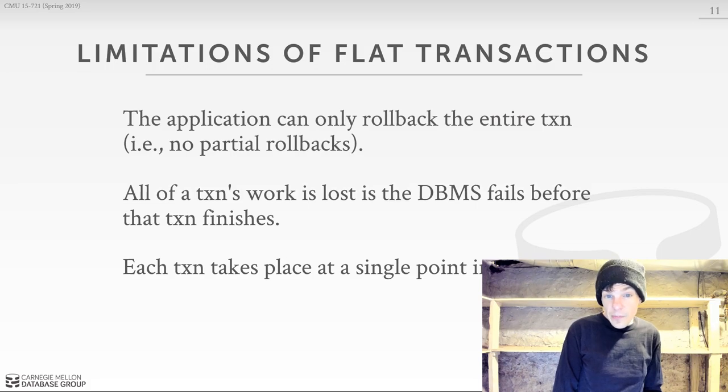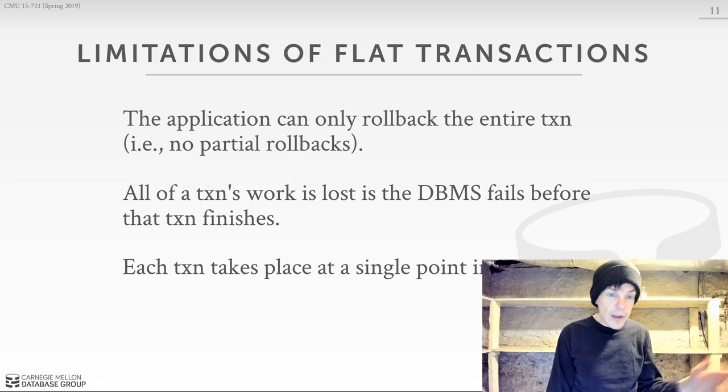All right, so what are some of the problems with this? Well, the first problem with flat transactions is that there's no way to do any partial rollbacks, right? So when I call rollback in my transaction, I have to roll back all my changes. So if, say, I need to update 100 tuples, I update 99 of them, and then in the 100th one I recognize I need to roll my change back, I've got to roll back everything. I just can't roll back just the last one I did.